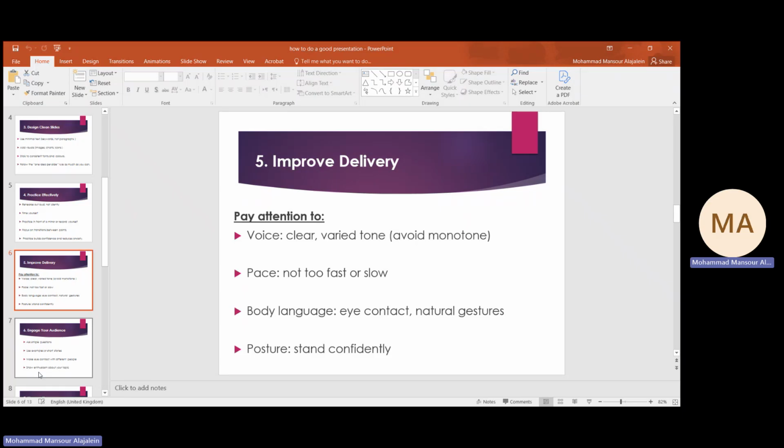You should speak normally. And also body language is very important. Don't look to the ceiling, for example, or to the ground or to the windows. Make eye contact with the audience and also use natural gestures like facial expressions, nodding your head, and using your hands. Posture: stand confidently. Make sure that you are confident when you stand before the audience. This would help a lot and give a good impression about you among the audience.